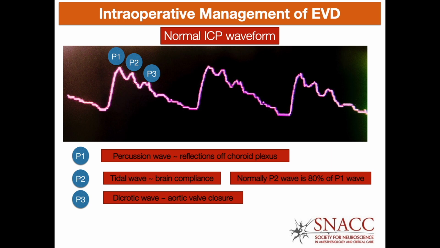With the collecting system in the closed position, we can look at the components of the intracranial pressure waveform. The first portion of the waveform is known as the percussive wave, and this denotes pressure reflections off of the choroid plexus. P2 is important to note whether or not the patient has normal or abnormal intracranial compliance. If intracranial compliance is normal, P2 is normally only 80% the height of P1. P3, or the third portion of the ICP waveform, is known as the dicrotic wave, and it represents the aortic valve closing.